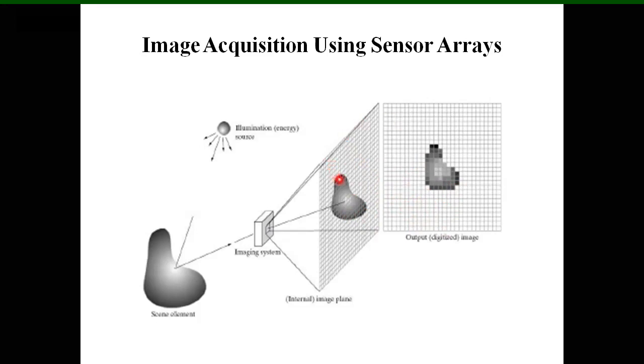Digital and analog circuitry sweep these outputs and convert them into an analog signal, which is then digitized by another section of the imaging system.